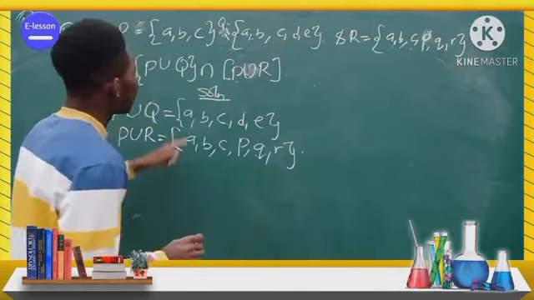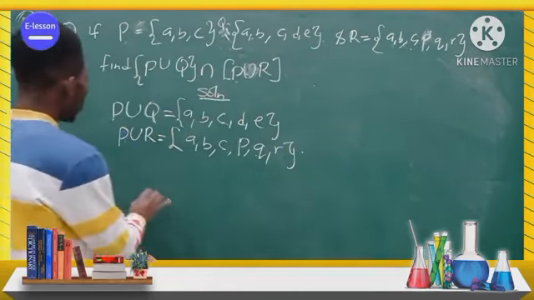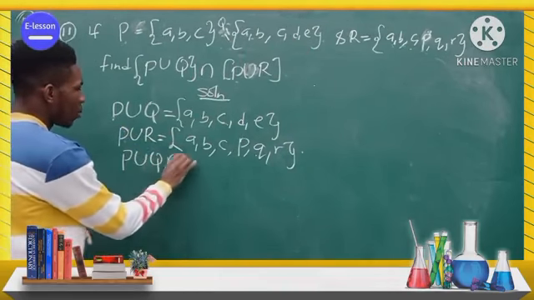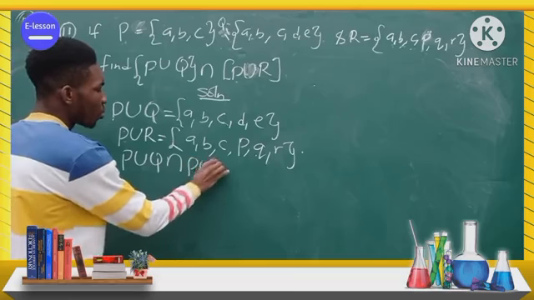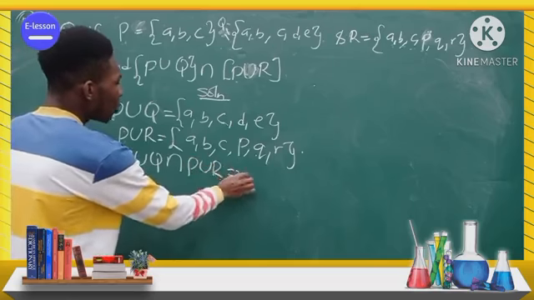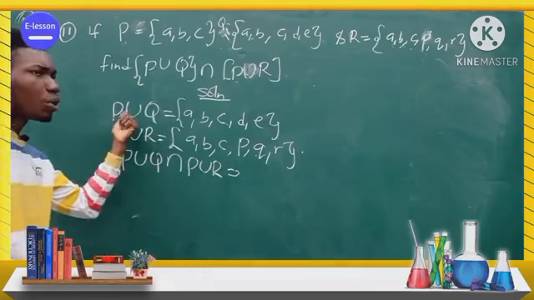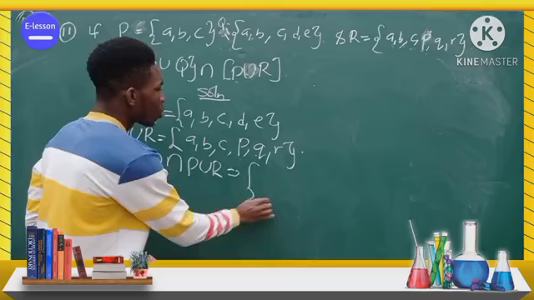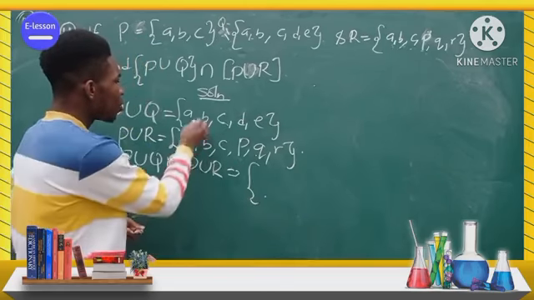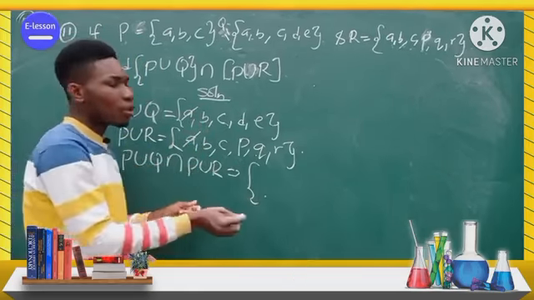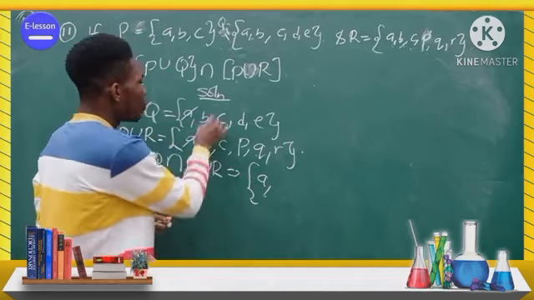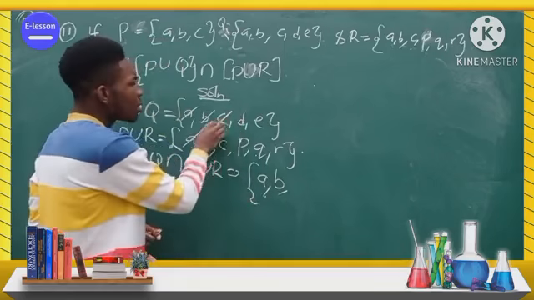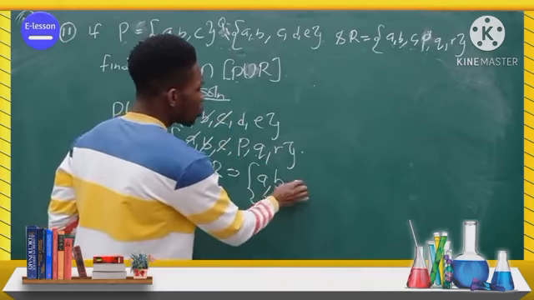We are asked to find this intersection. So intersect means what is common to both. So the intersection we are looking for is what is common to P union Q and P union R. What is common to both? You have A here, you have A here. So A is common to them. You write A up. You have B here, you have B here. B is common to them. So you write B up. You have C here, you have C here. C is common to both. So you write C up.